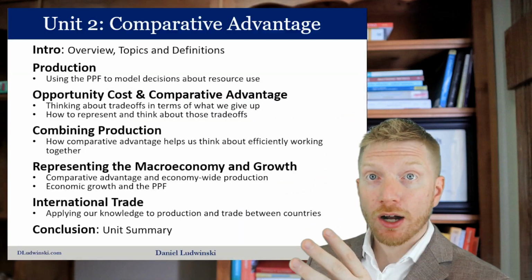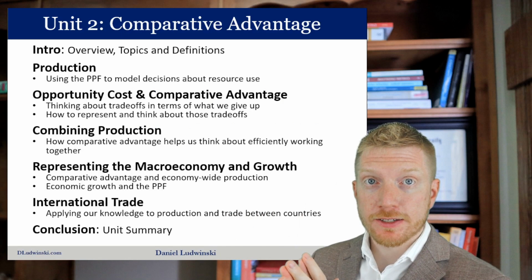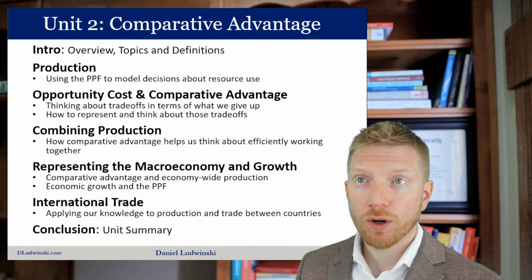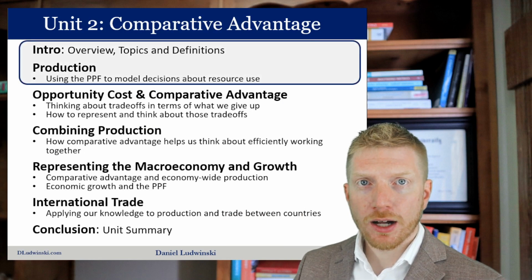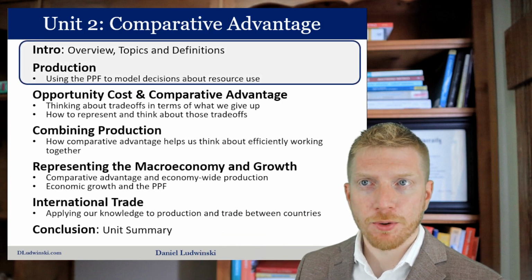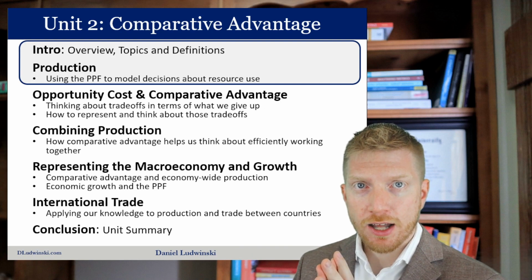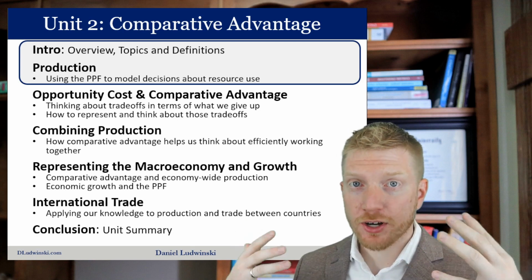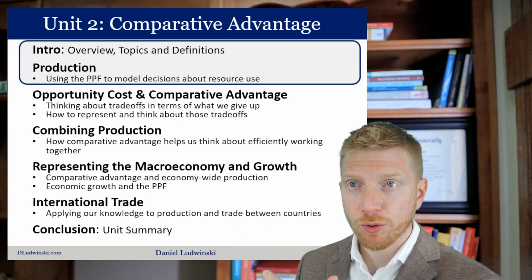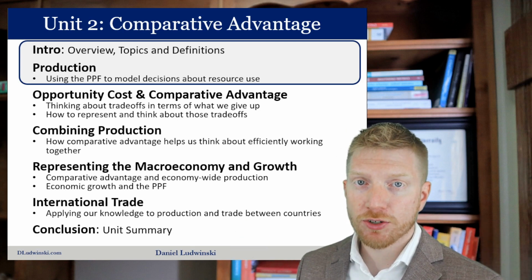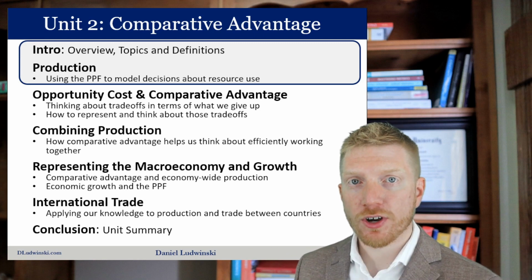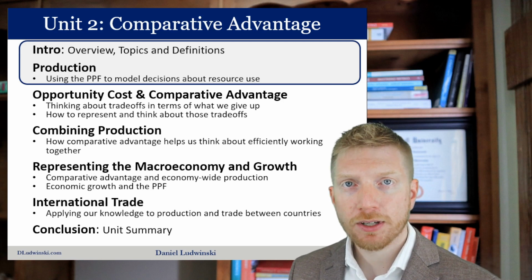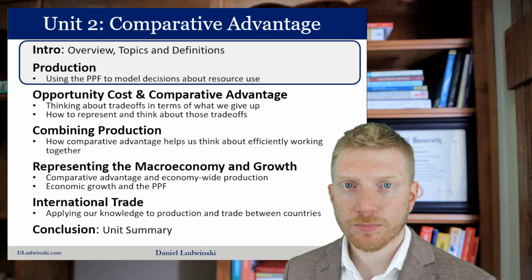So what we're going to walk through in this unit is, this video is going to be the introduction and the overview, and I'm going to talk about production here. And what will come next is talking about opportunity cost and comparative advantage, and then combining production together, representing the production of a macroeconomy and thinking about growth, and then applying this to the idea of international trade between countries, and specialization across countries. And then a video will conclude.